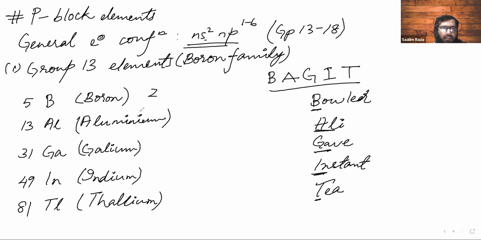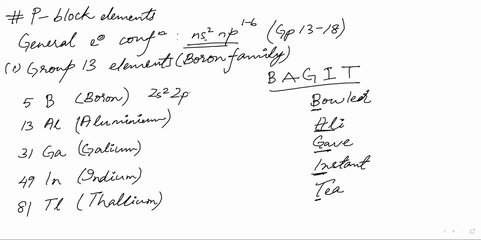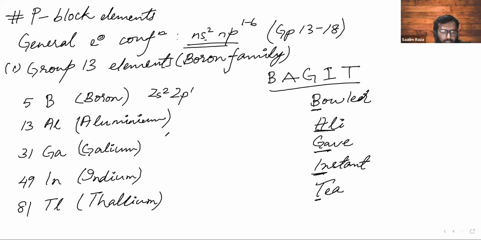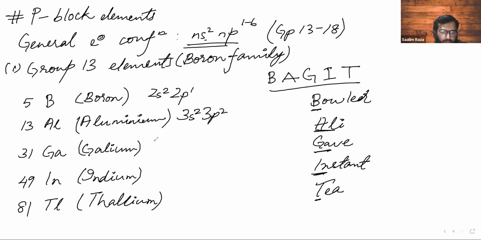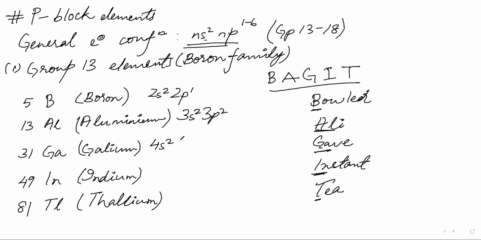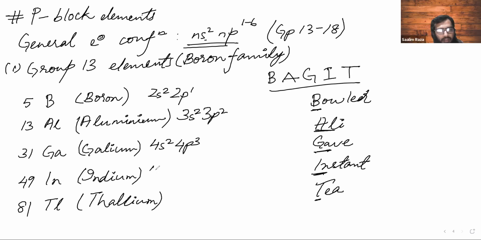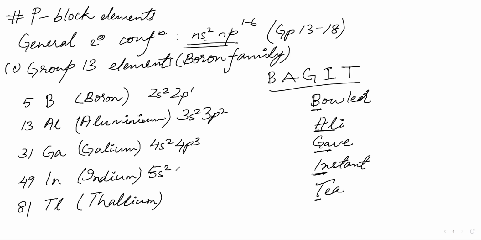No, no, 2s2 and 2p1. Now aluminium will be 3s2 and 3p1. And gallium, then 4s2, 4p1, 5s2, 5p1, etc. You have to write this also. So 5s2. You write it down in your notebook.